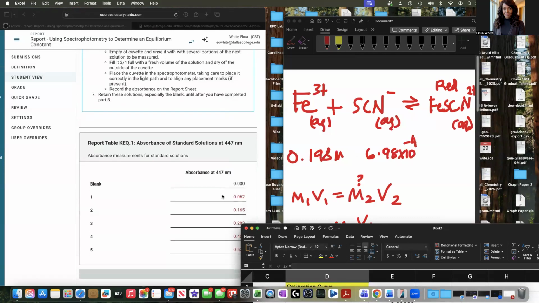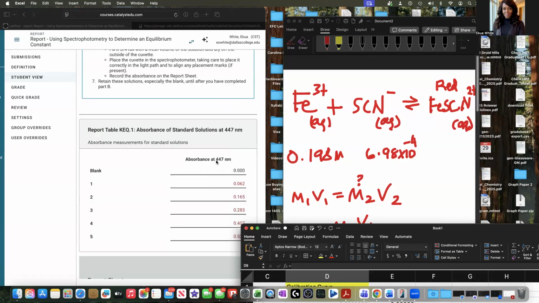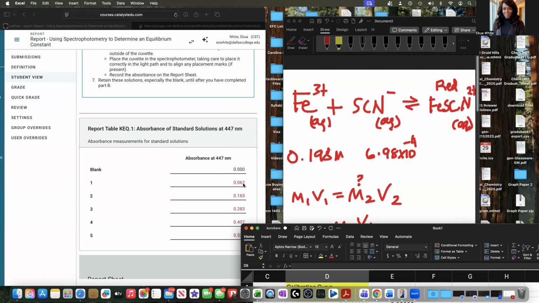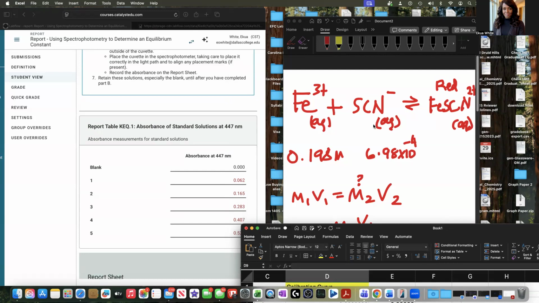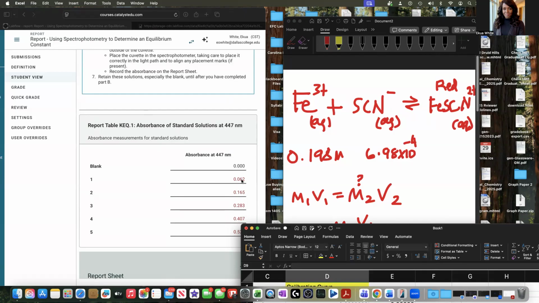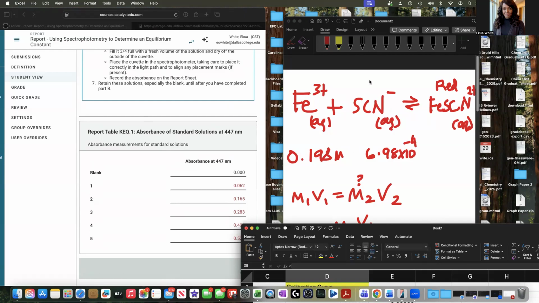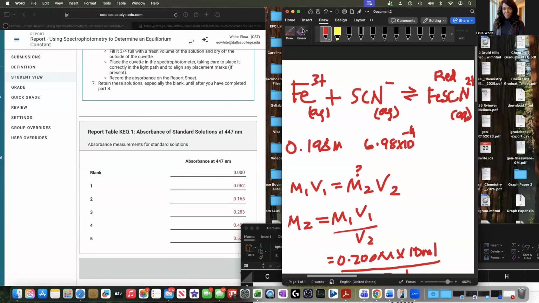So here we're seeing results for the product at 447. The blank gives you no absorbance. The idea is the product that's made has a color and will absorb the ultraviolet light passing through at 447 nanometers. So the more chemical you have present, the higher the absorbance. The absorbance and concentration are directly related.